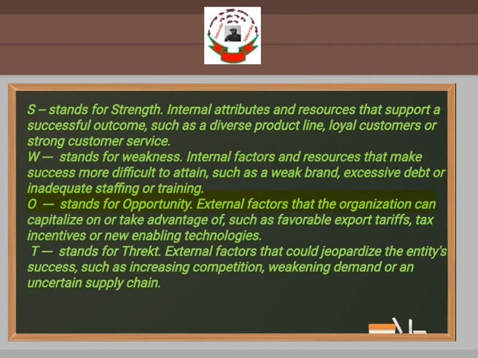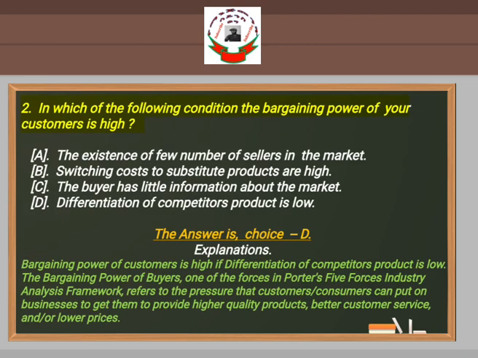O stands for opportunity: external factors that the organization can capitalize on or take advantage of, such as favorable export tariffs, tax incentives or new enabling technologies. T stands for threat: external factors that could jeopardize the entity's success, such as increasing competition, weakening demand or an uncertain supply chain. 2. In which of the following condition the bargaining power of your customers is high?